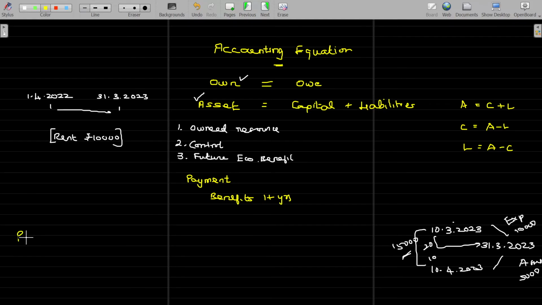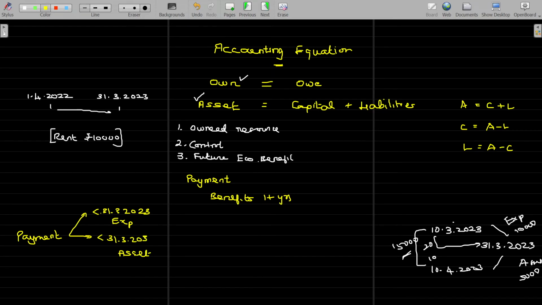The difference is when that payment's benefit is expired. Before the end of the year, I assume the end of year being 31/3/2023. So if the benefit is enjoyed within that period, it will be called an expense. If the payment gives you benefit beyond 31st March 2023, then it is an asset. It is an asset. Is that okay?